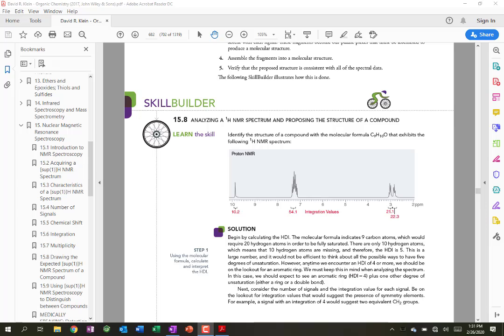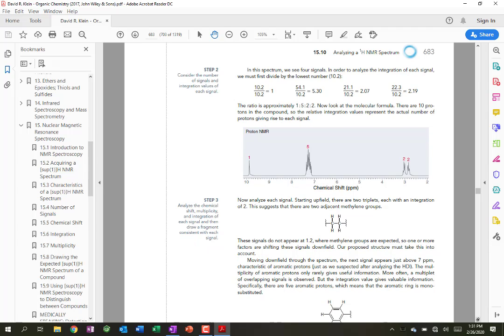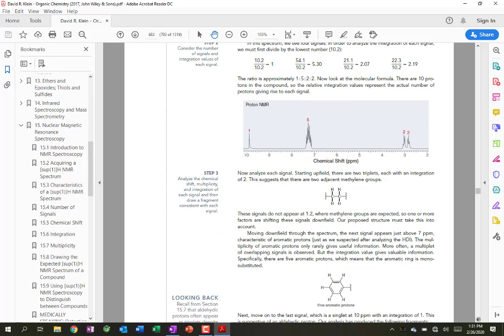And then it says, next consider the number of signals and the integration values for each signal. And if you actually walk through the whole guided practice, they talk about how the integration values are just ratios. So you may need to divide by the smallest value to get to your whole number ratios that are more reasonable, and we'll talk about how to do that. And then it talks about how to problem solve your way through a variety of these.